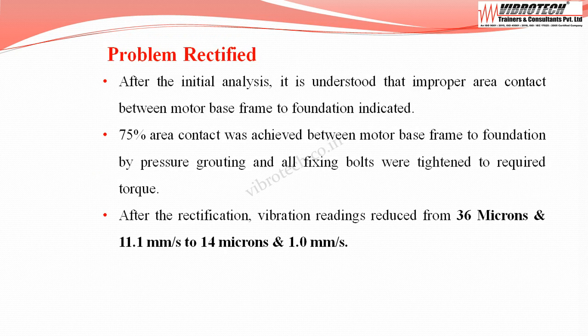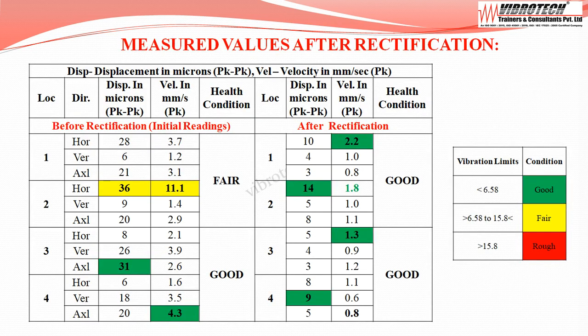After the initial analysis, it is understood that there was improper area contact between motor base frame to foundation. 75% area contact was achieved between motor base frame to foundation by pressure grouting, and all fixing bolts were tightened to required torque. After the rectification, vibration readings reduced from 36 microns and 11.1 mm per second to 14 microns and 1.0 mm per second. After the rectification work, vibration data are collected.